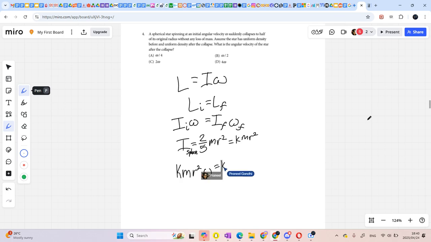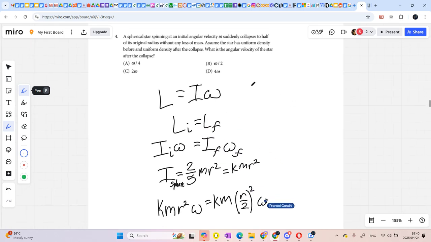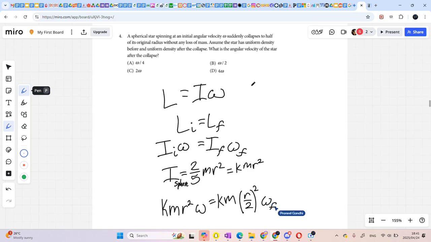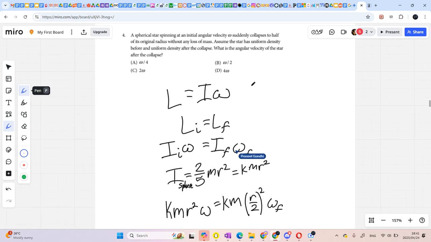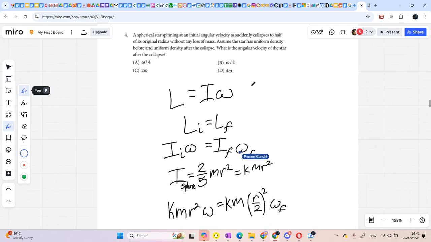Okay, for this side we have k, and the mass is the same. Now the radius is halved, squared, and so we have this final omega, right? So now that's what we have to solve for, right? The angular velocity after the collapse.